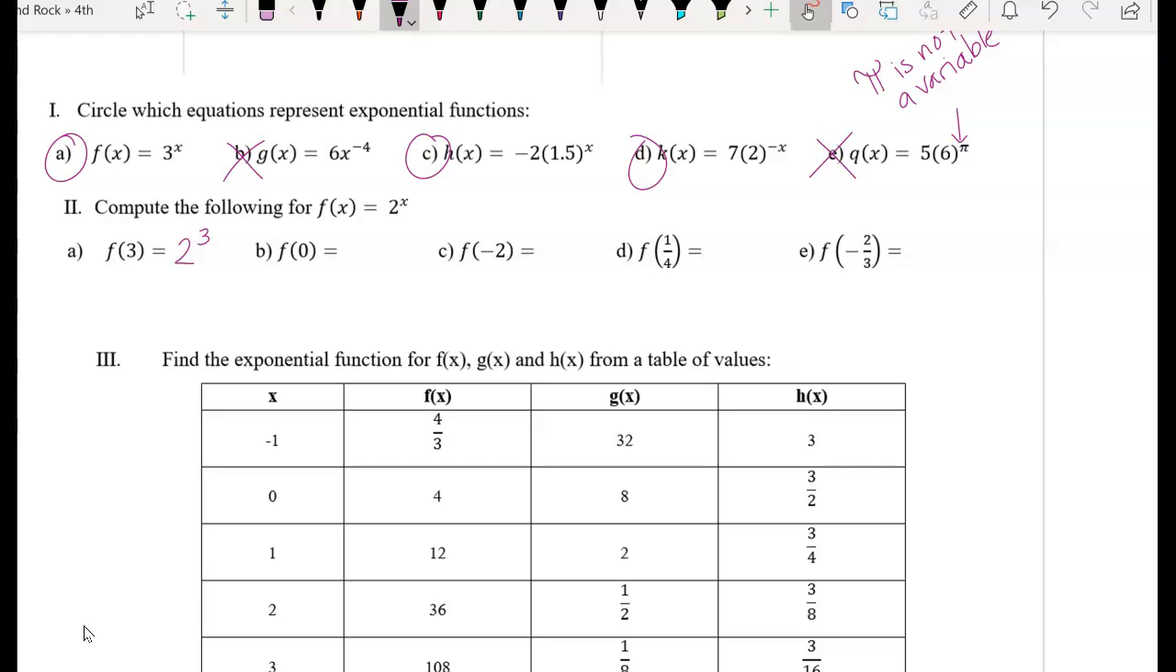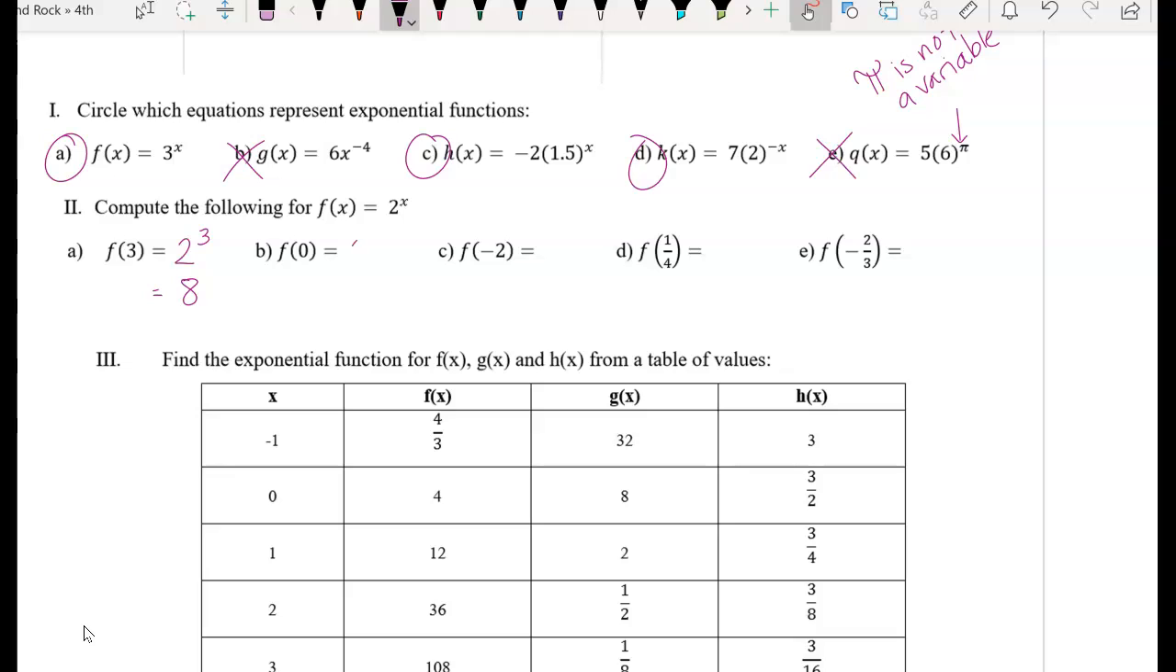What is 2 cubed? 8. 2 times 2 times 2 is 8. Remember, the exponent tells you how many times you're multiplying the base times itself. So 2 is being multiplied 3 times. 2 times 2 times 2.